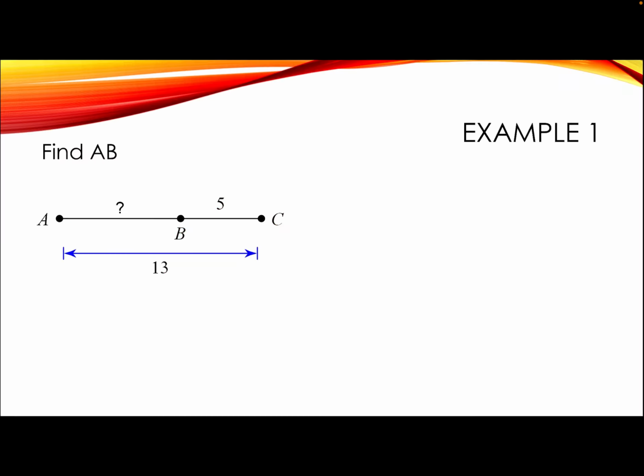So for the first example, we're trying to find the length of AB, and so we know the entire segment is 13 and BC is 5. And we can just put in an X for the unknown. So we know X plus 5 equals 13. And so X is going to equal, we subtract 5, 13 minus 5, which is 8.